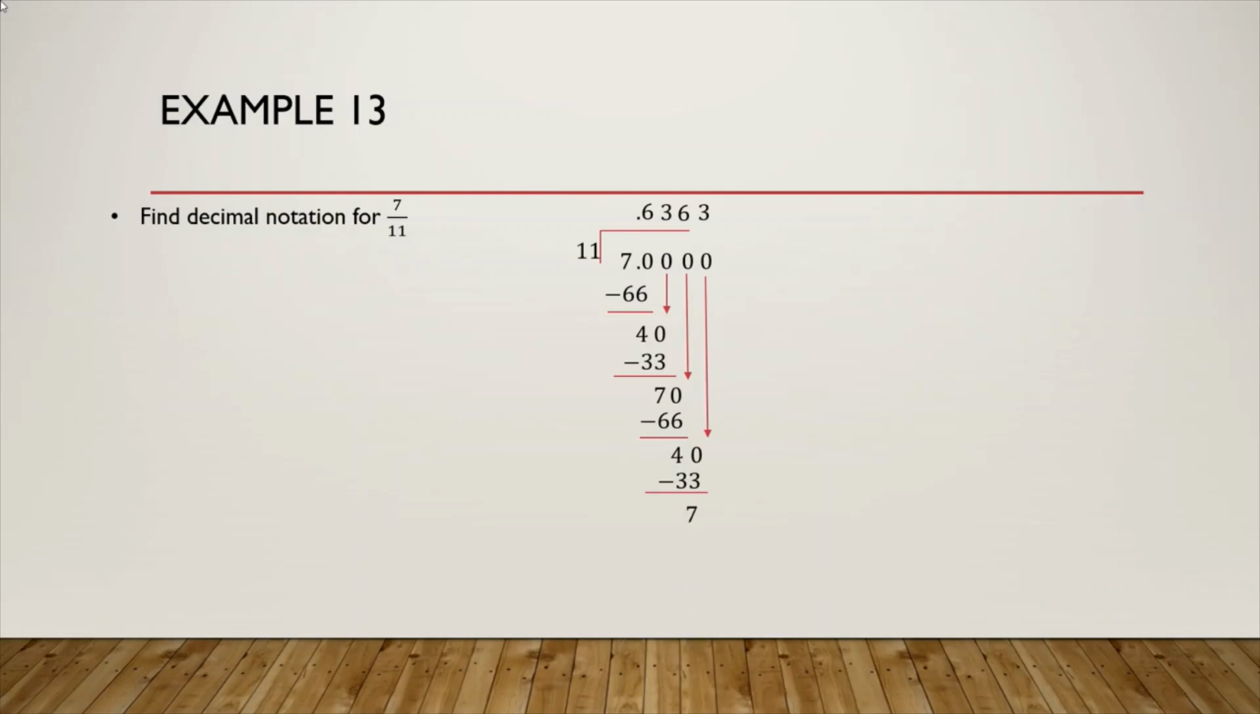Oh, there's a pattern there. It's repeating. I'm going to have to bring down 0 again, and then I'm going to get a 6. Once you see that there's a pattern and it's repeating, you can just stop. So it would be 0.63 repeating, or 63 hundredths repeating.